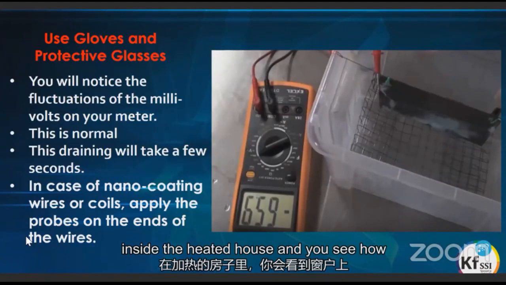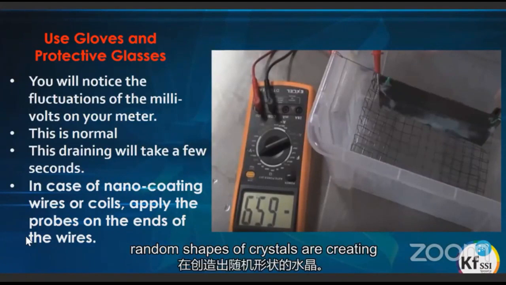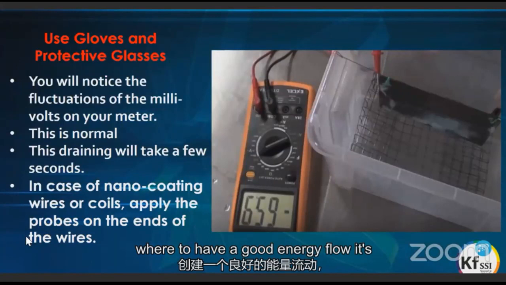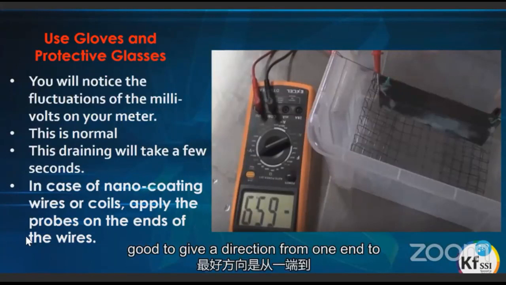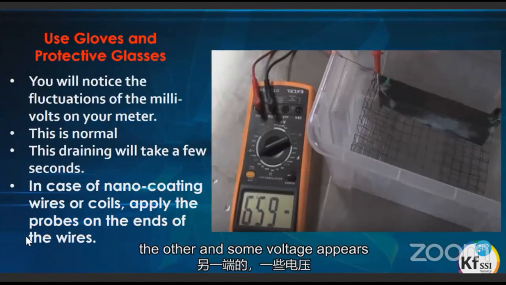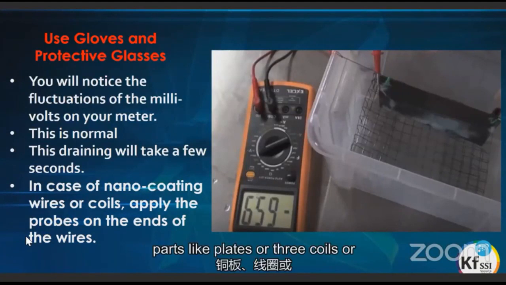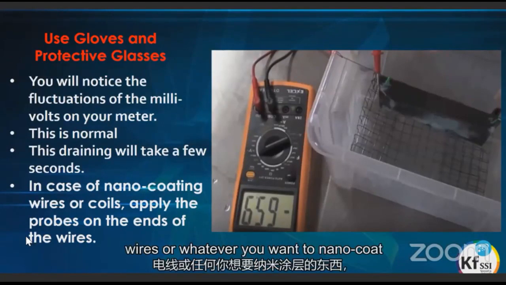And you see how random shapes of crystals are created, but if you wish to have a surface with a good energy flow, it's good to give a direction from one end to the other. And some voltage appears instantly on the surface of these wet parts, like plates or coils or wires or whatever you want to nanocoat.